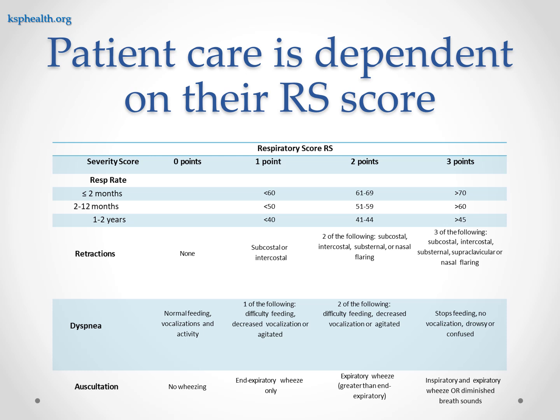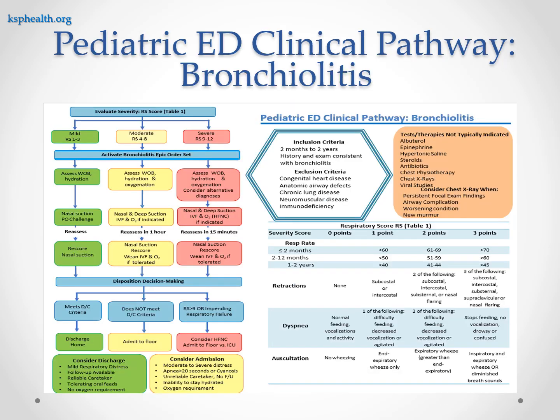Dyspnea, normal, 0 points. Difficulty feeding, decreased vocalization, or agitation: 1 of those carries 1 point, 2 of those carries 2 points. When the children stop feeding, there is no vocalization, or they are drowsy and confused, they automatically get 3 points. In auscultation, end expiratory wheezes, 1 point. Expiratory wheezes greater than end expiratory, more expiratory wheezes, 2 points. Both inspiratory and expiratory wheezes or diminished breath sounds carry 3 points.